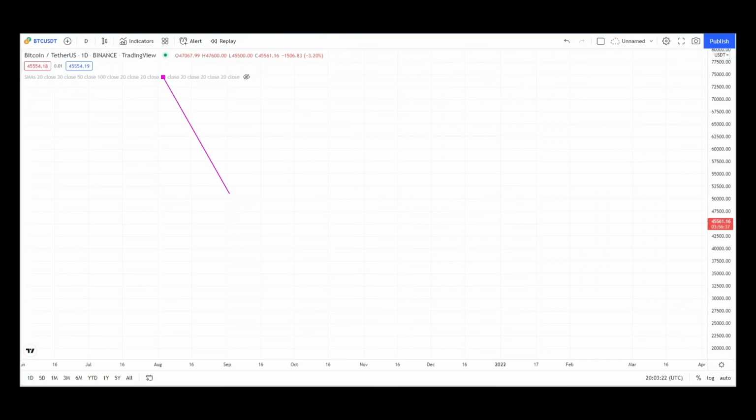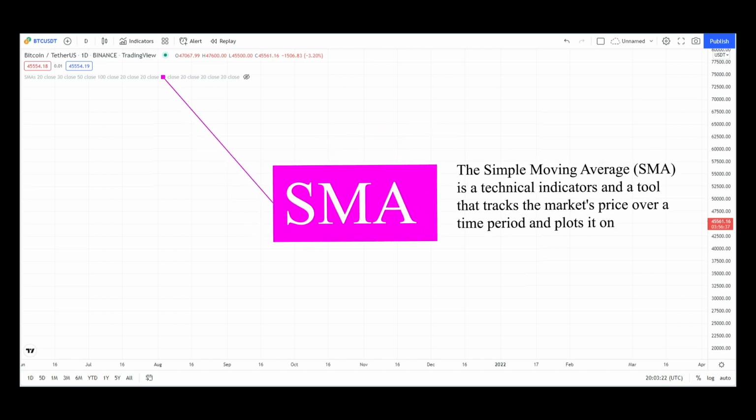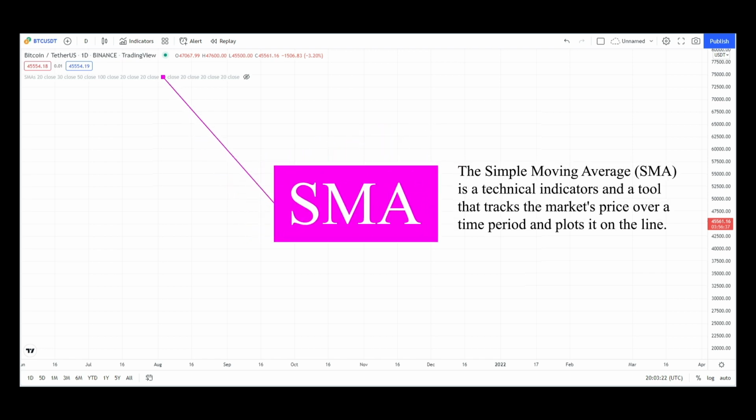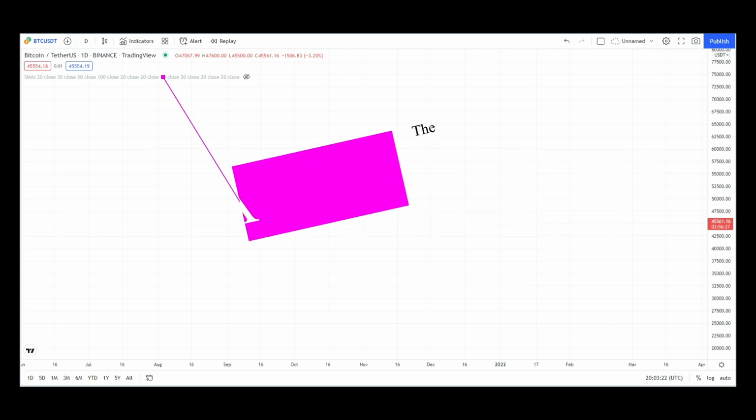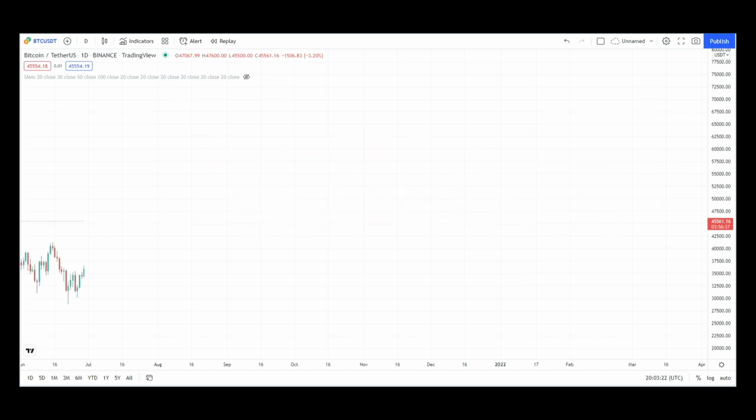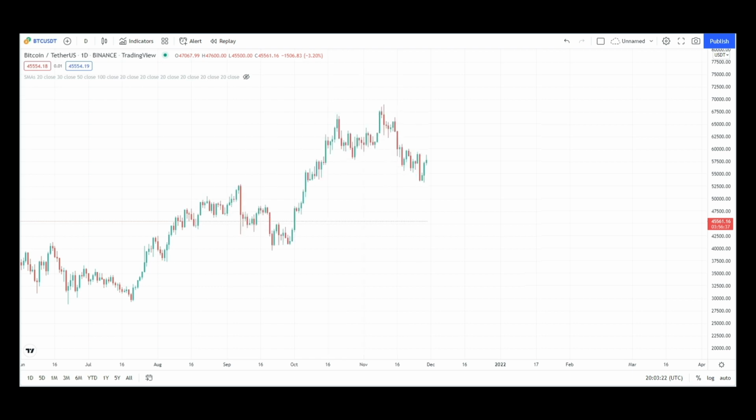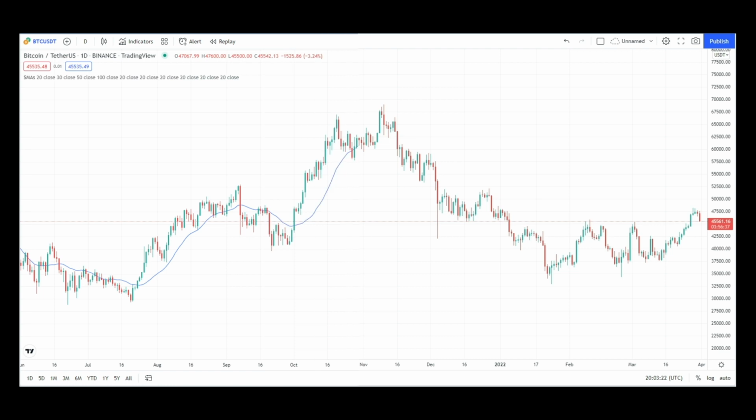Simple moving average. The simple moving average, or the SMA, is a technical indicator or a tool that tracks the market's price over a time period and plots it on a line. And what this will do, instead of seeing all the different ups and downs on the market, the SMA will help you see a clear trend, and it will smooth out the price fluctuations to give the trader or the investor a general idea where the trend is going.